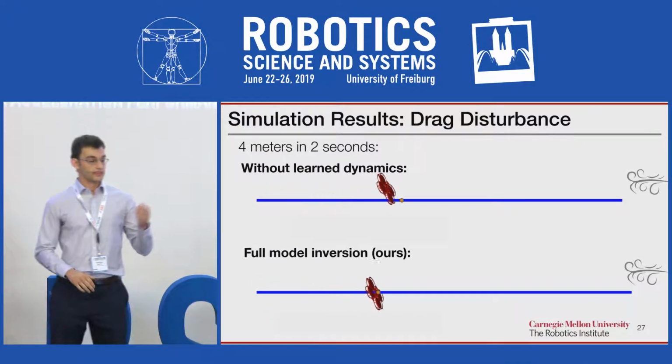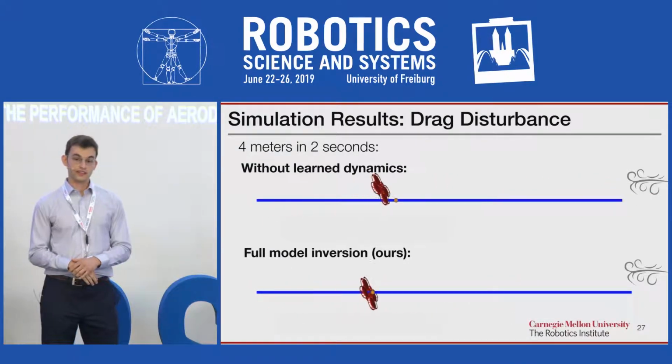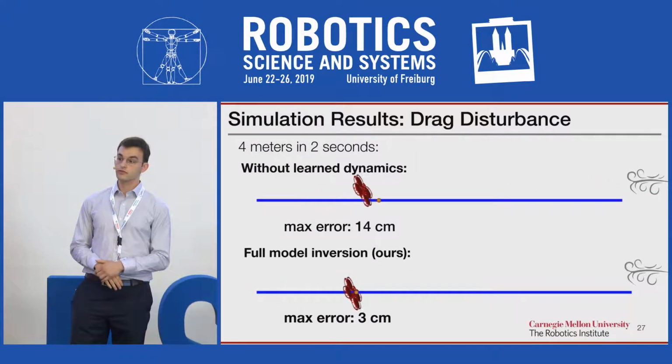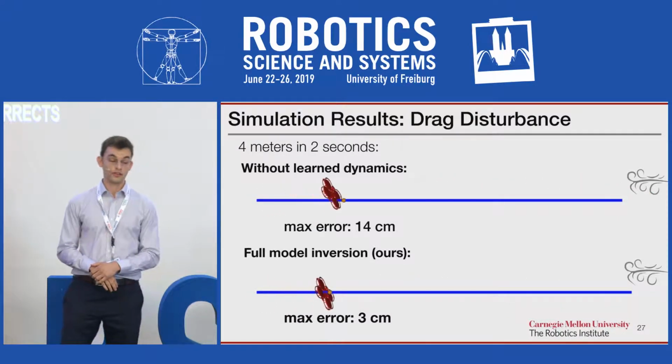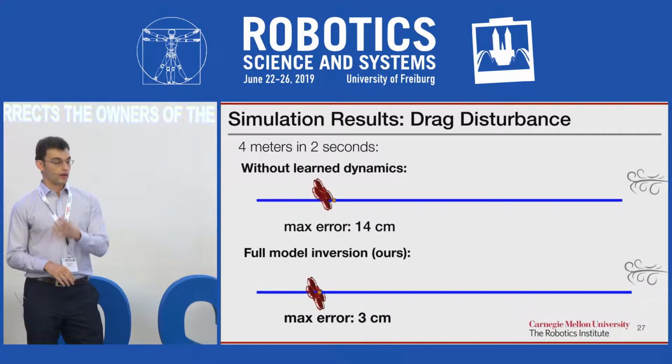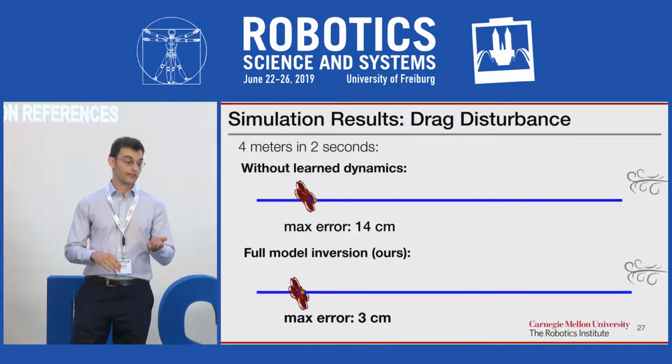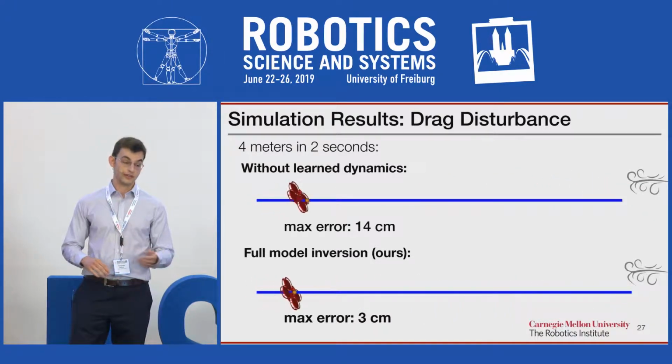On the top is something we call basic compensation, which only corrects the orientation of the vehicle, and on the bottom is our approach, which fully inverts the learned model, correcting all of the orientation references. Our approach outperforms the baseline method, achieving an error of 3 centimeters as compared to 14 centimeters.